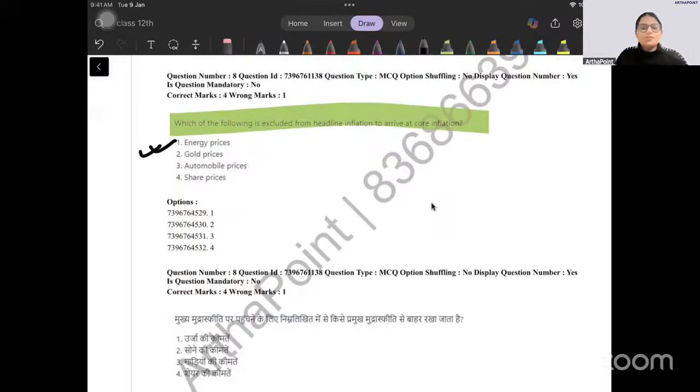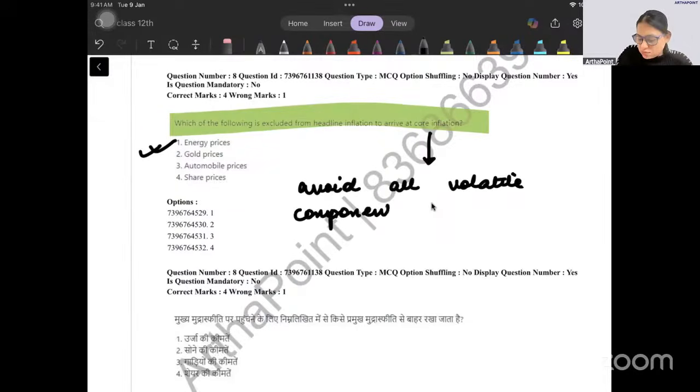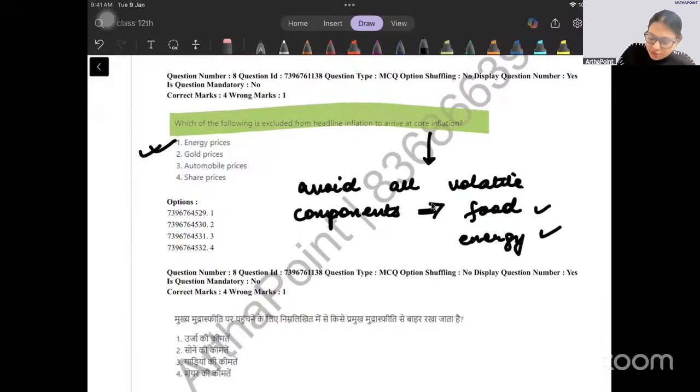Energy prices. Okay. So in core inflation you avoid all volatile components. Right? There are two volatile components. One is food and the other is energy. So you avoid these, because they are very volatile and they do not give you the correct indication about inflation. Therefore, core inflation excludes them. It does not include food and energy prices. So answer will be 1. Correct.